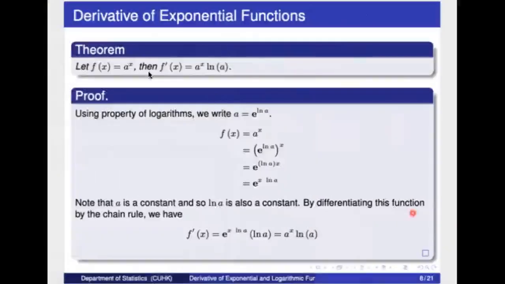Now let's look at the derivative of exponential functions. The theorem states that let f(x) equals a to the power of x, then f prime of x equals a to the power of x times ln a.